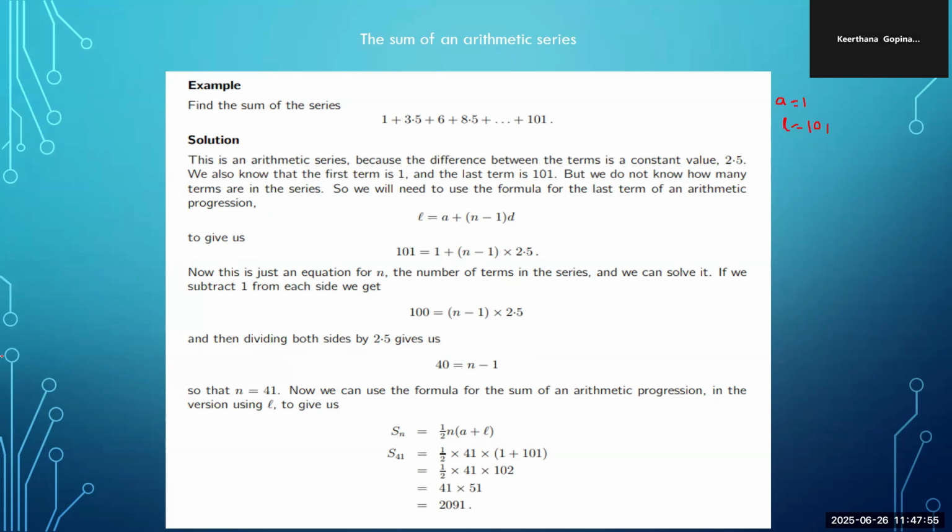See, you have to find it like this. 101 equal to a plus n minus 1 into 2.5. Distance you get it, right? What is the distance given here? 2.5, plus 2.5, 0.5. So 100 equal to n minus 1 into 2.5. This formula you just have to use it. By solving we get 40 equal to n minus 1, n equal to 41. So number of terms here is 41. And then use that formula, half n into a plus l.